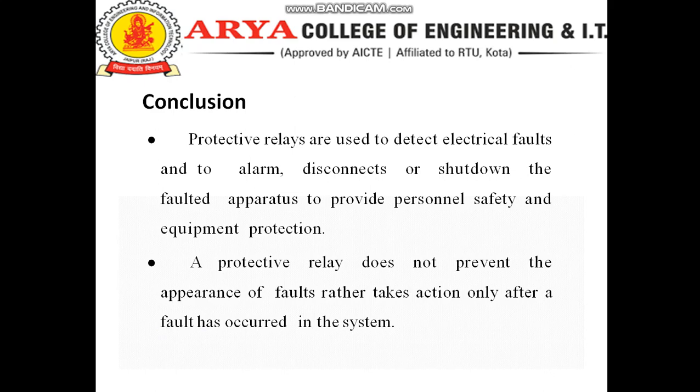Conclusion. Protective relays are used to detect electrical faults and to alarm, disconnect or shut down the faulted apparatus to provide personal safety and equipment protection. A protective relay does not prevent the appearance of a fault, rather it takes action only after a fault has occurred in the system.